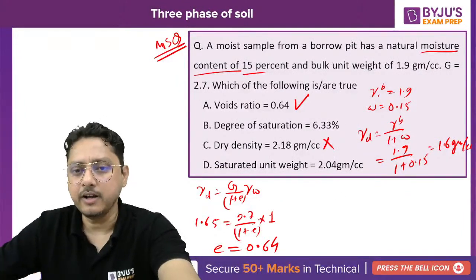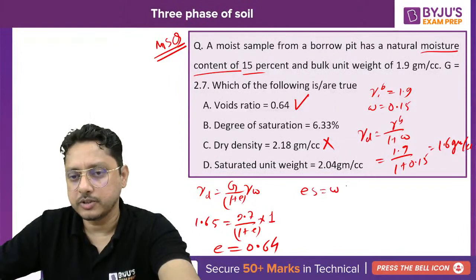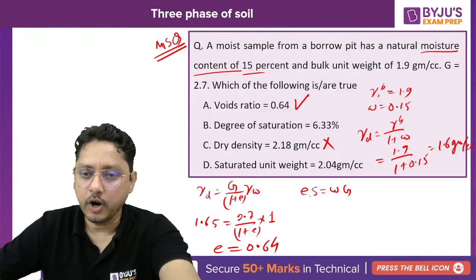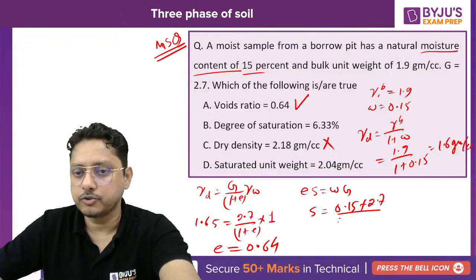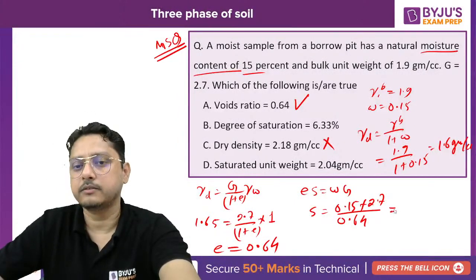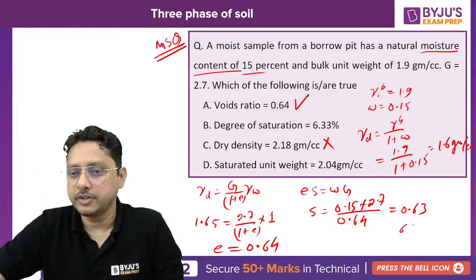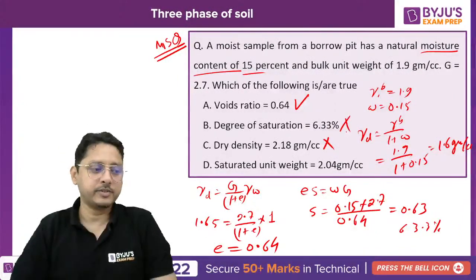Now calculate the degree of saturation, which is nothing but Se equals wG. The water content is 15% and the void ratio you also have. So S equals 0.15 into 2.7 divided by the void ratio, 0.64. If you calculate in terms of percentage, it will become 63.33%, whereas it has been given as 6.3%, which is wrong once again.